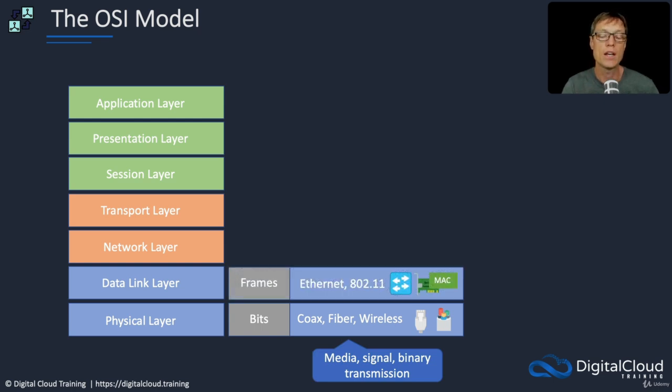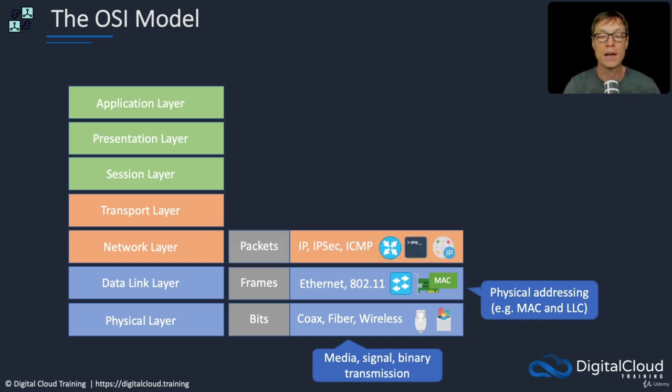We then have layer 2, the data link layer. At this layer, we're talking about frames being sent over the network. We have communication technologies like Ethernet, 802.11, which is wireless technology. We have media access control addressing and logical link control addressing as well.